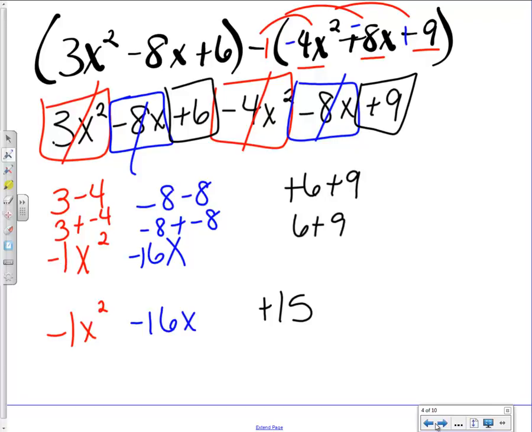So is this in the correct order? Can I write -1 x squared minus 16x plus 15? Yes, I can. X squared, x to the first, no x.